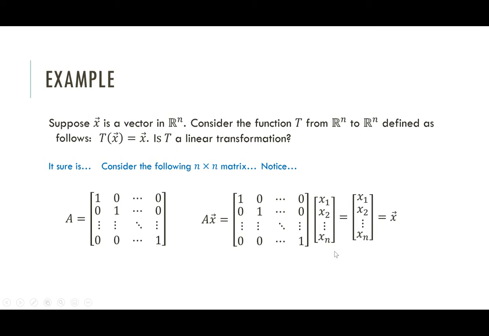So indeed, if we do this matrix times this vector, we get this vector back. So Ax equals x, and so it is true. This is a linear transformation because we found a matrix that does the same thing.